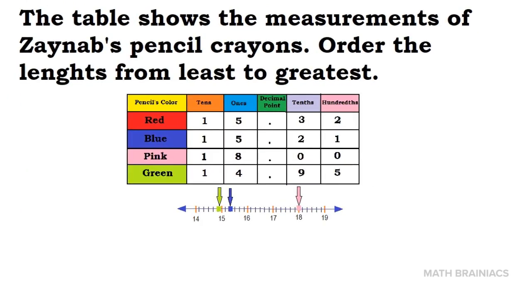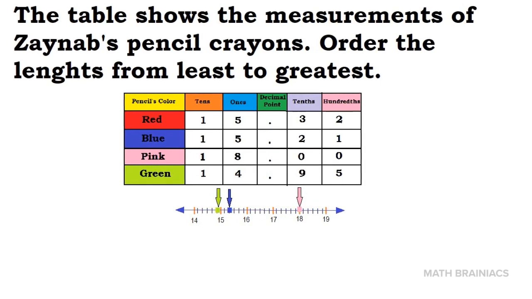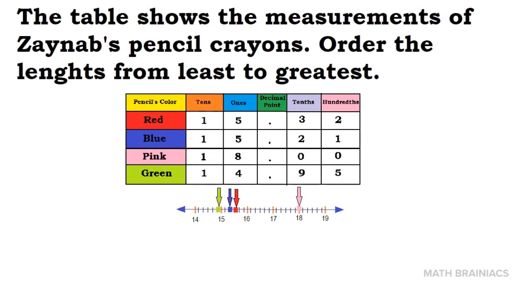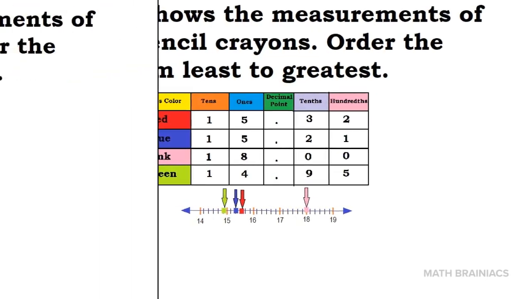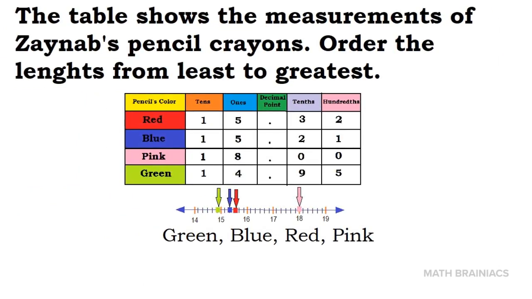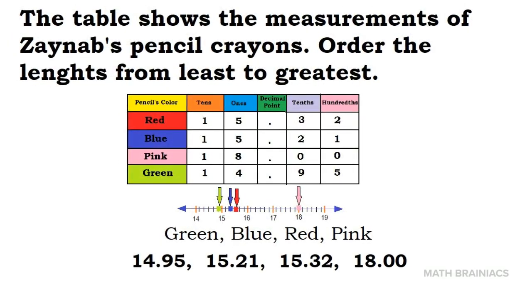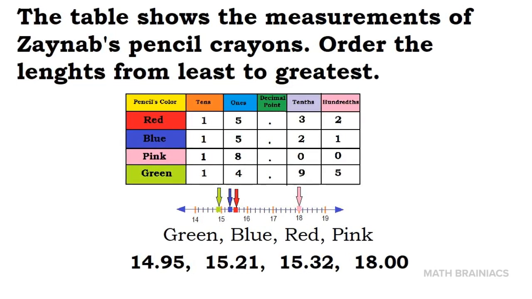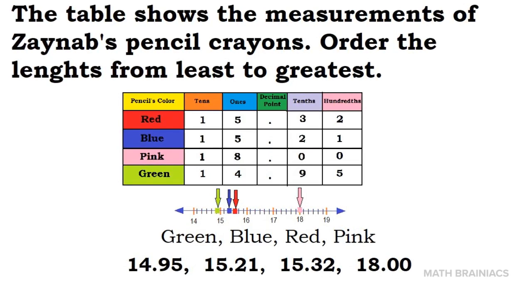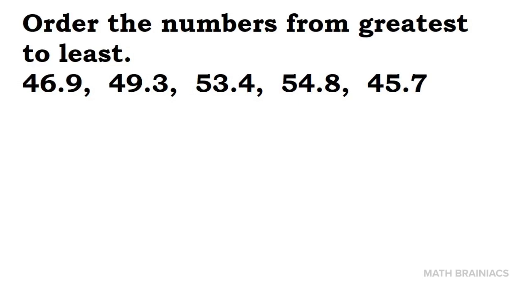The blue crayon is 15.21 and on the number line, it is around 2 intervals after the green crayon. And the red crayon is around 1 interval after the blue crayon. Subsequently, the arrangement of the crayons will be green, blue, red, and pink from least to greatest. Writing their values, it will be 14.95, 15.21, 15.32, and 18.